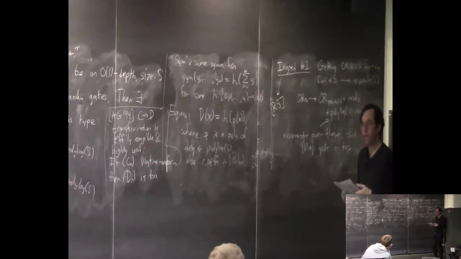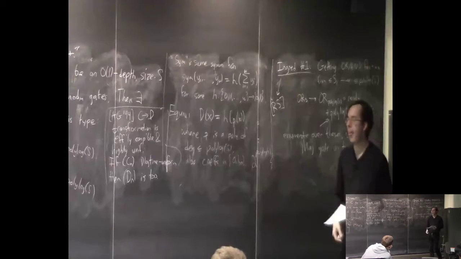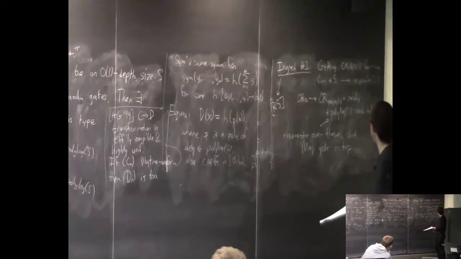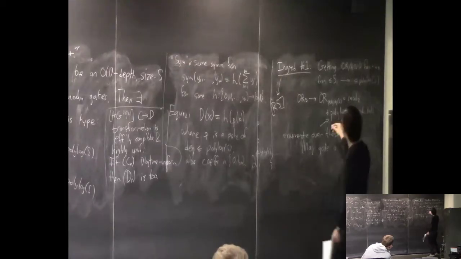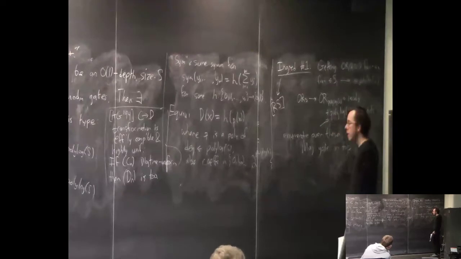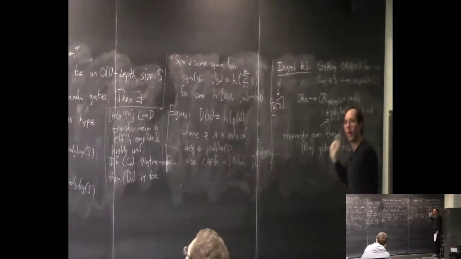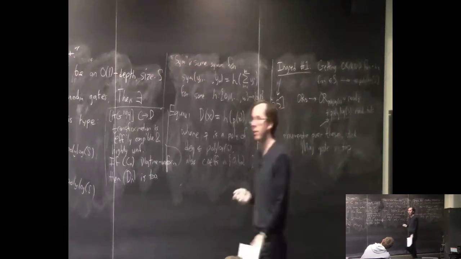So each OR gate. Yes, but as we saw last time, we reused the same random bits over and over again. We have one bank of random bits. So that's a good point too.